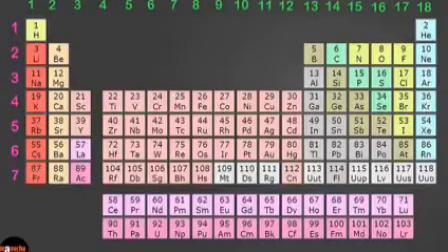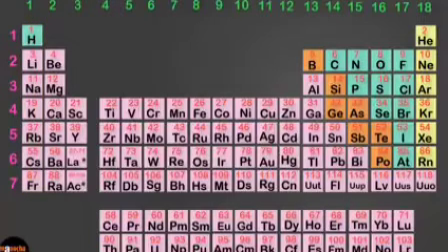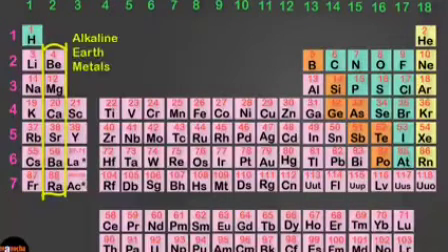So let's go ahead and take a look at some of these groups because they have some special names. The group 1 elements are called alkali metals because these form strong alkalis with water. The group 2 elements are called alkaline earth metals because they form weaker alkalis as compared to the previous group.